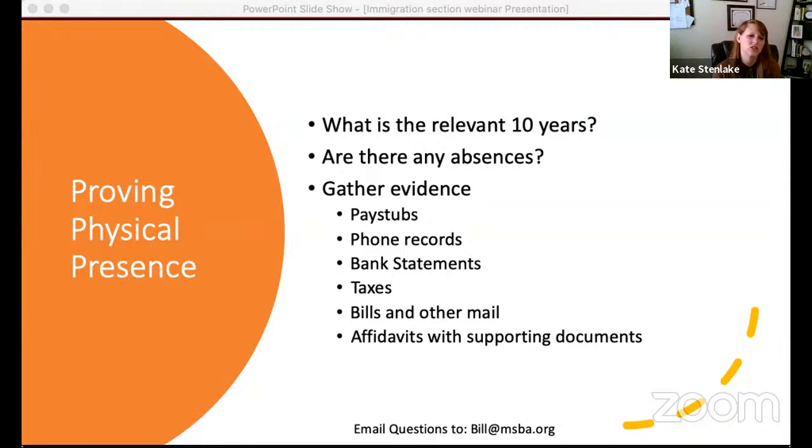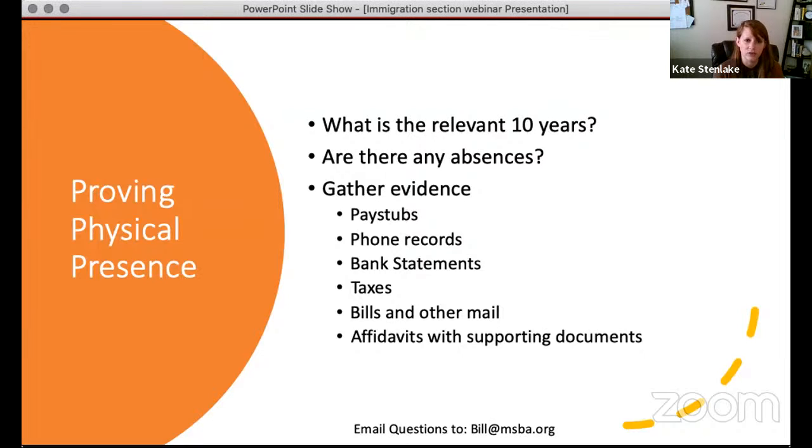One of the best ways to show that someone's been in the United States is pay stubs. Clients are not getting paid if they're not doing the work in the United States. So try to get pay stubs for as far back as possible. Phone records also will work. I see a question. We'll get to that after. Phone records also will be good at showing physical presence, especially if they're showing where the call is coming from. Bank statements also are good.